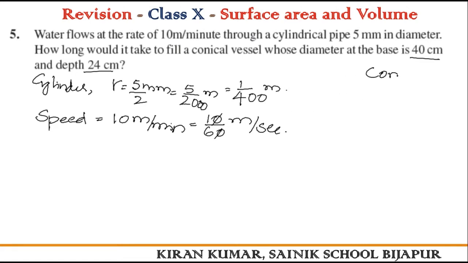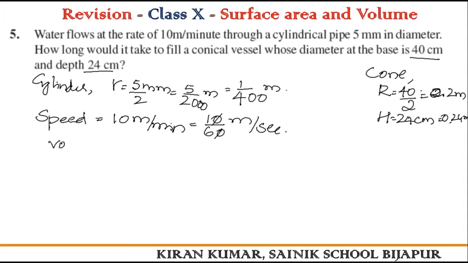And for the cone, they have given the diameter of the base as 40 centimeter, so the radius is 40 by 2, which is 20 centimeter. It will be 0.2 meters, and the height is given as 24 centimeter, and this becomes 0.24 meter. So now we have volume of water flowing and also volume of the conical vessel. They both should be equal.